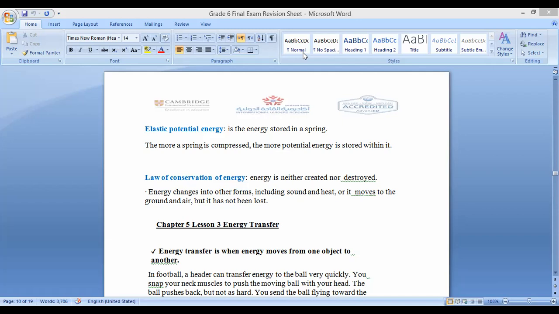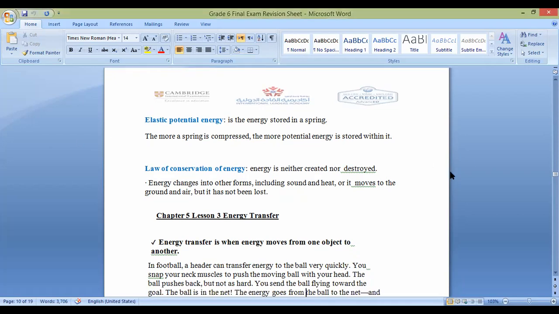Moving your leg to kick a ball is energy. When you kick the ball, this energy transfers to the ball, and the ball will transfer the energy to the net. This is transferring energy. Thank you, Kinan. Would anyone like to give me any other example of energy transfer?